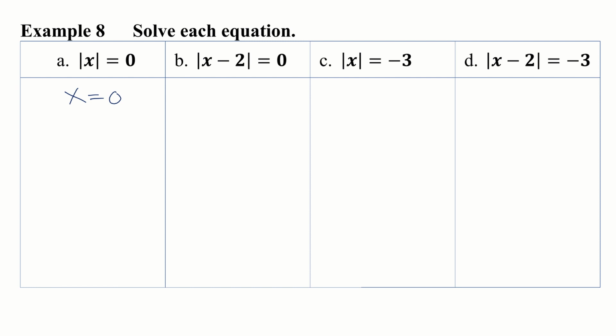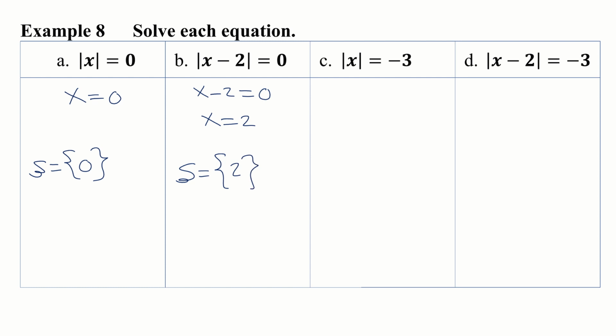All right. How about this one, the next one? We want the absolute value of this particular expression to be 0, right? Well, if the absolute value of an expression is 0, that means that expression better be 0, right? Because that's the only number whose absolute value is 0. So here we say x minus 2 equals 0. Remember, we're interpreting what that means. So then we just solve for x, so we get x equals 2. All right, so for part A, the solution set just contained one element, 0. For part B, the solution set contains the number 2.